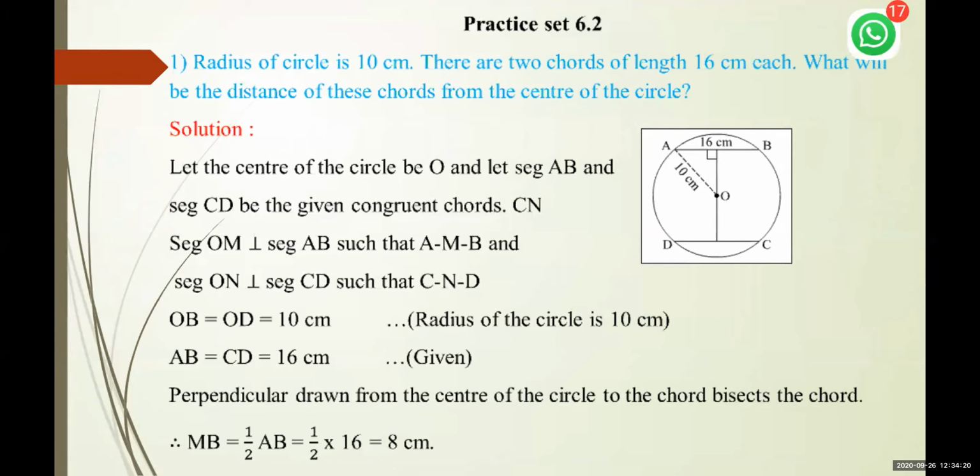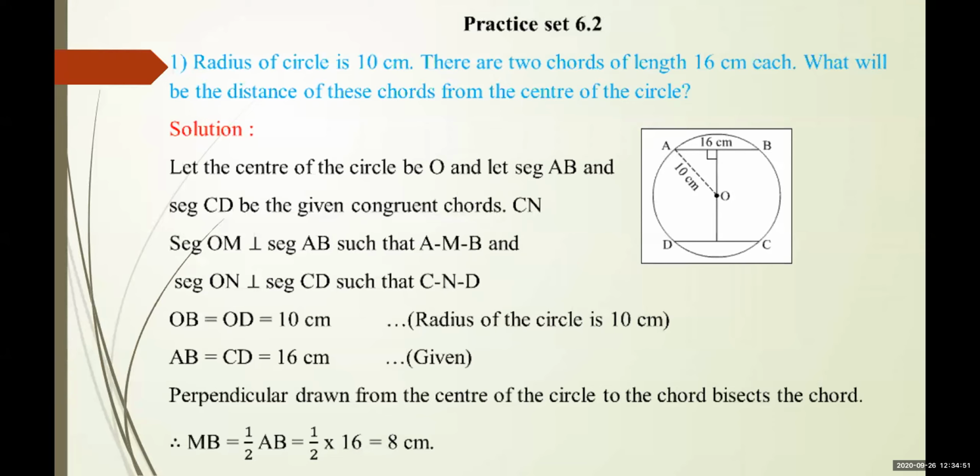Okay. Now the first question: the radius of the circle is 10 centimeter. You can see in the diagram there are two chords of the length 16 centimeter each. As they are both 16 centimeter, that means these chords are congruent. That means this length is the same.